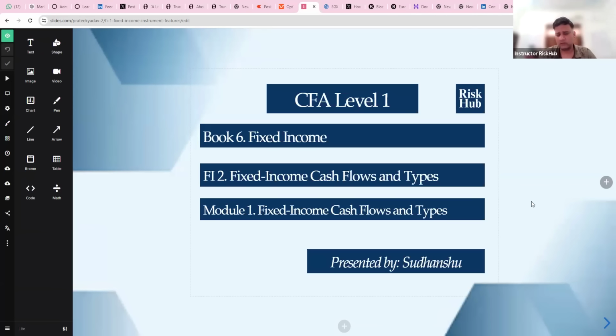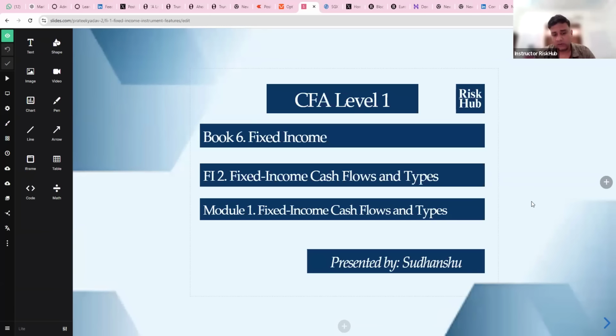Again, there is one module, very small. Like the previous chapter, we have only one module, fixed income, cash flows and types. We'll try to understand, right? See, fixed income is considered to be one of the very tricky topics because there are a lot of small things which have to be understood here before we even start moving forward, right? So this module is about how fixed income securities generate cash flows and how bond features change the timing, the amount, and risk of those cash flows, right?